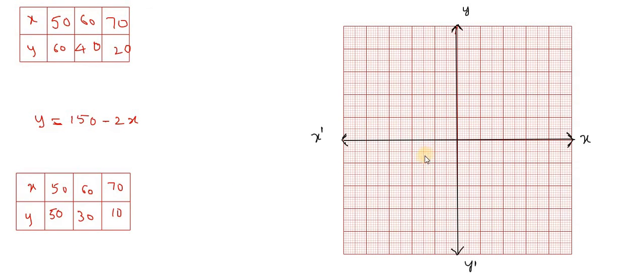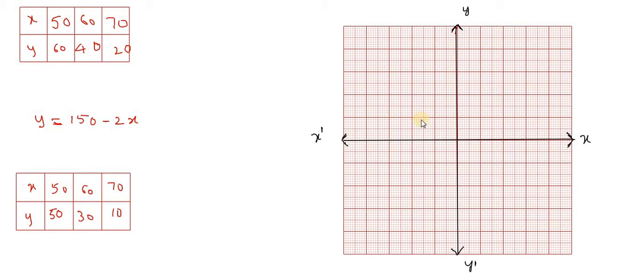So now this is the x dash and y dash. I wrote the axis. Now here, see the maximum value. The maximum value in the y axis is 60, and in the x axis it is 70. So the y value is 50 and the x value is 70.